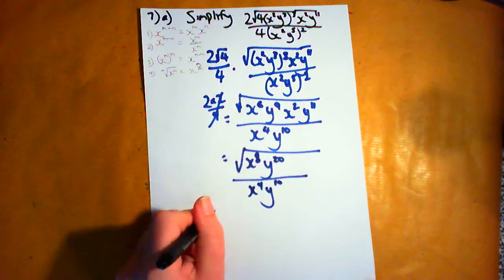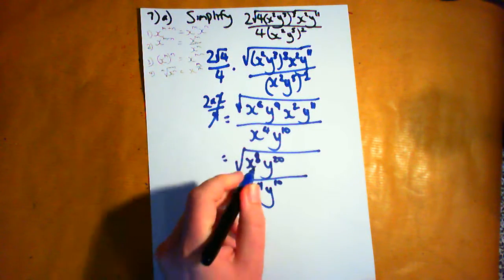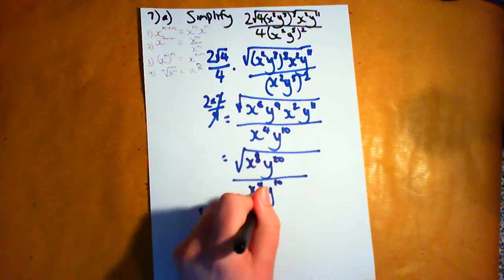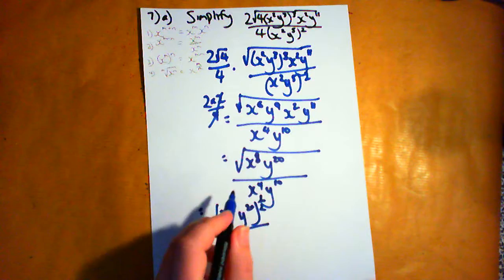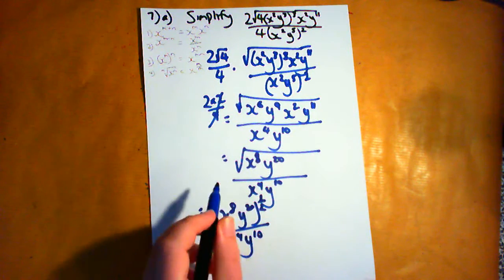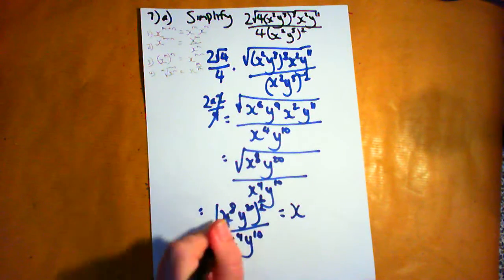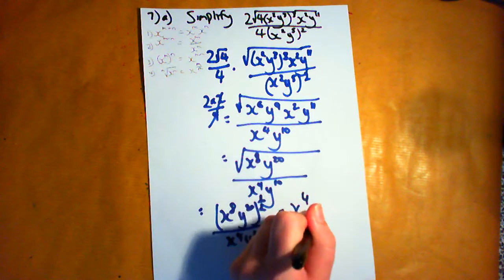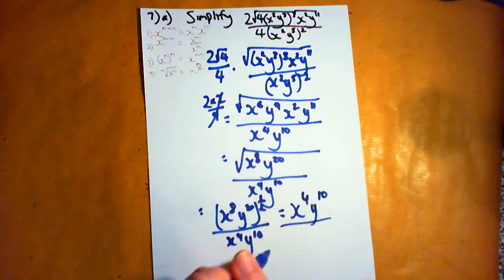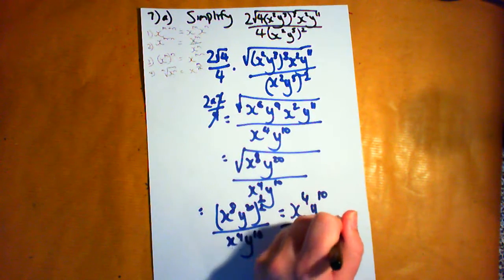which is going to give us, this is the square root, so that's the same thing as the power of half, which is x to the 8 y to the 20 to the power of half divided by x to the 4 y to the 10, and we can multiply the powers out again, which gives us x to the 8 times a half is 4, y to the power of 20 times a half is 10 divided by x to the 4 y to the 10.